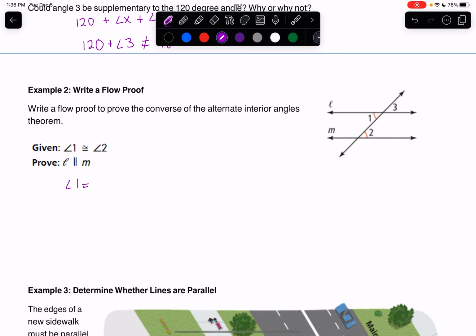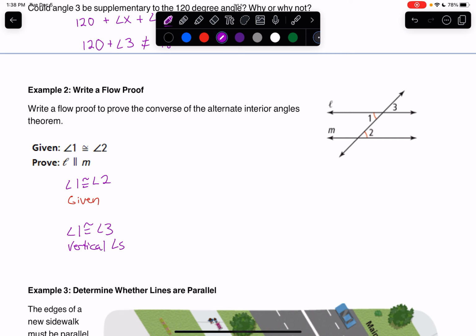Angle 1 is congruent to angle 2. And underneath that, I'm going to write y. That would be the given information. What else do I know? What else can I use in this proof? Well, I can look at the diagram, and I can see that angle 1 and angle 3 are congruent, right? That's given to me in the diagram by showing me that they're vertical angles. So I'm going to go down underneath here maybe, and I can write angle 1 is congruent to angle 3 because those are vertical angles.